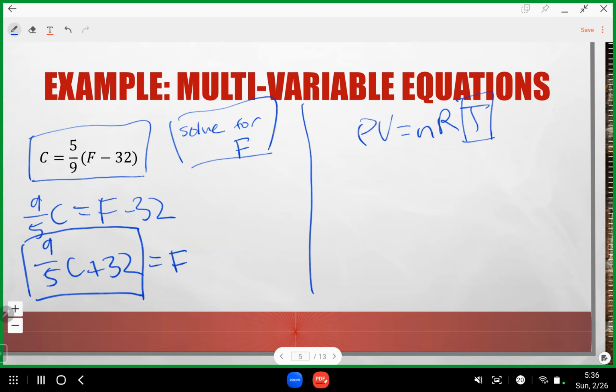So this is where multivariable equations are important. You need to know this. You can use inverse operations to just divide nR from both sides and you get PV over nR, right? It's very, very simple. With this, you can solve for each variable and come up with a little formula for it. So T is always going to be equal to the pressure times the volume over the number of moles times the R value, right?